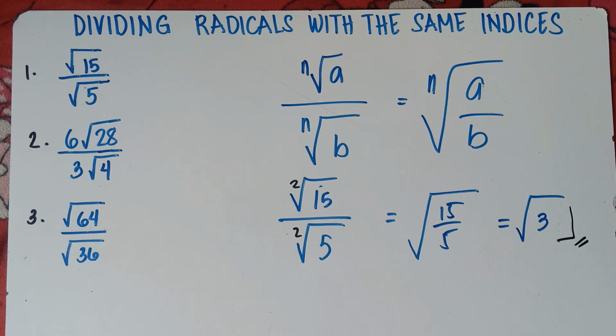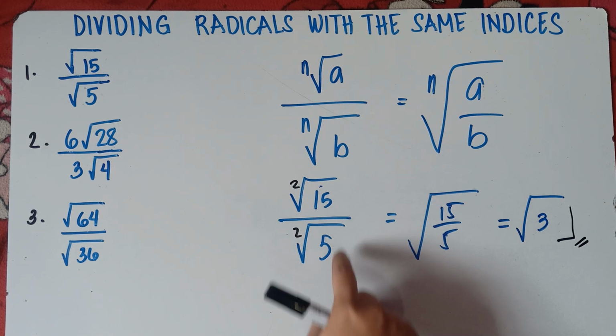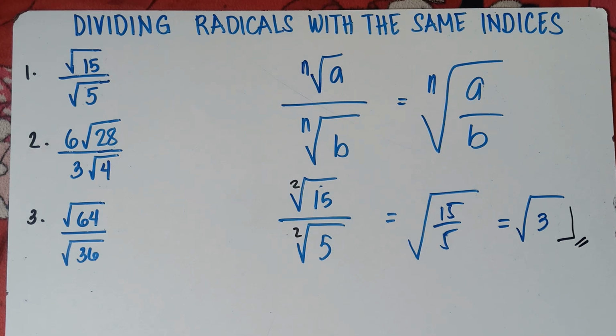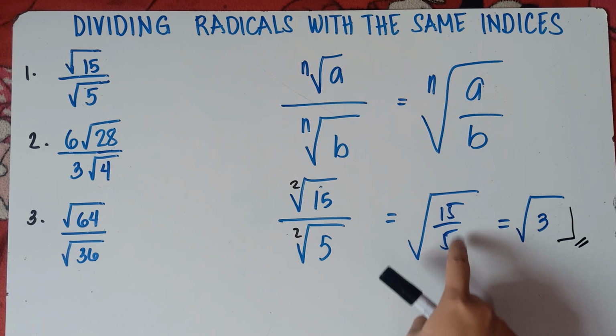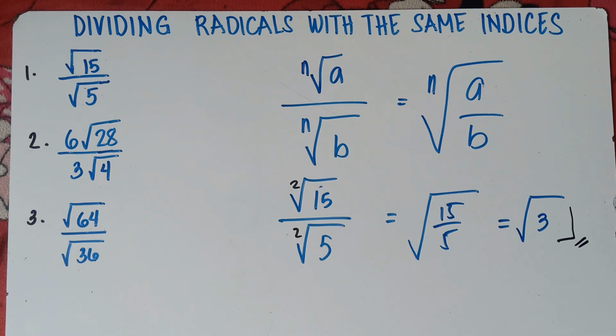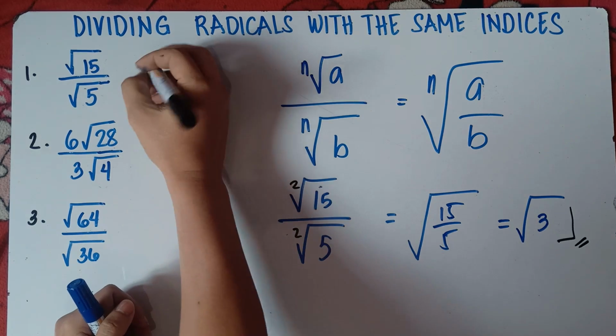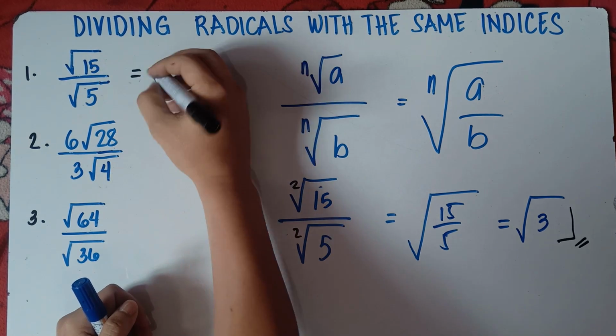So if you can divide the numbers inside the radical symbol, it is very easy, class. Just divide the numbers. Later on, we will have examples where you cannot divide, and we will see what we do to simplify that. For number 1, since we can divide 15 by 5, our answer is the square root of 3. Easy, right?